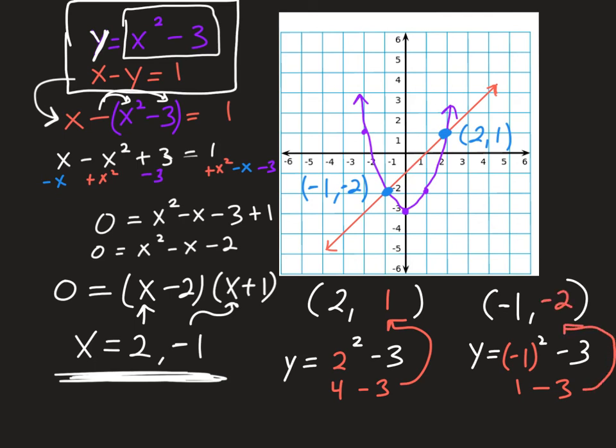So it looks like my solutions are 2, 1, and negative 1, negative 2. Let's make sure that's what I got. Oh yeah, negative 1 and negative 2, and 2 and 1. So those are my solutions.